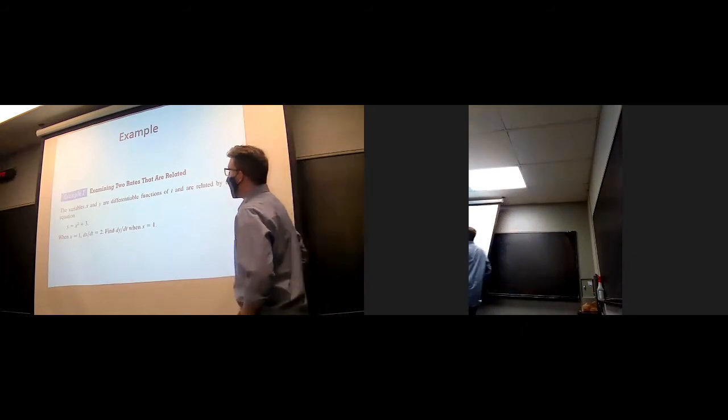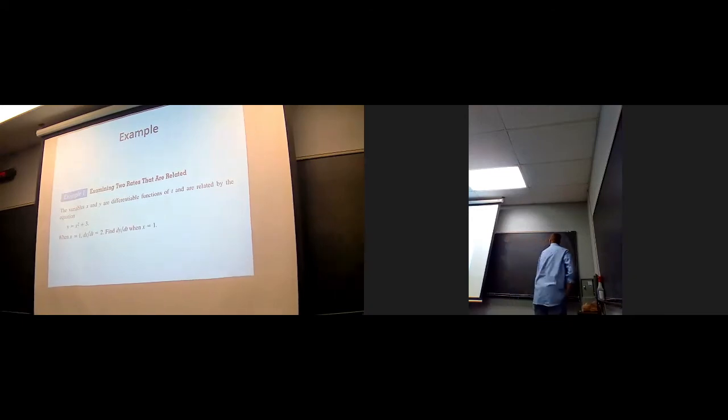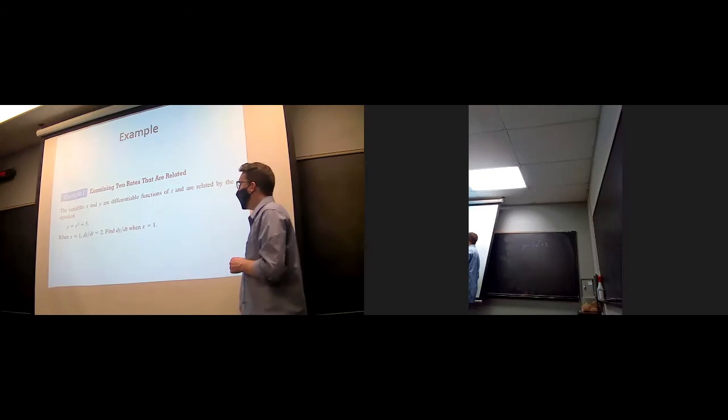The variables x and y are differentiable functions of t and are related by the equation y is equal to x squared plus 3. So what we're saying is that really this thing is y of t is equal to x of t squared plus 3. We want to know when x is equal to 1 and dx dt is equal to 2, we want to know what dy dt is, given that x is equal to 1.